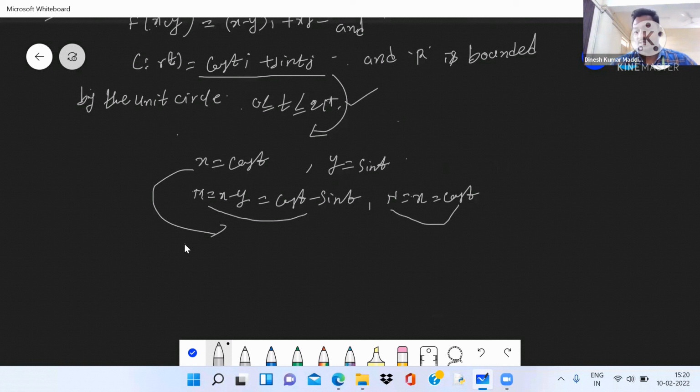From this, I am differentiating. Then I will get dx, and when you differentiate cos t, you will get minus sin t dt. When you do this one, dy is equal to, when you differentiate sin t, we will get cos t dt.